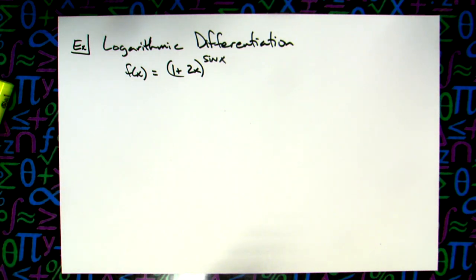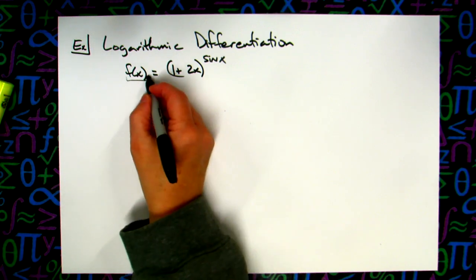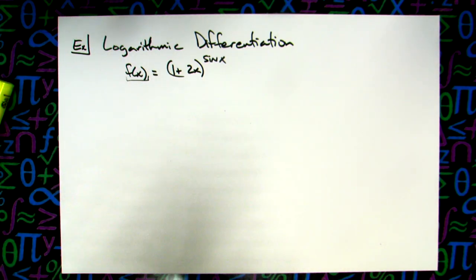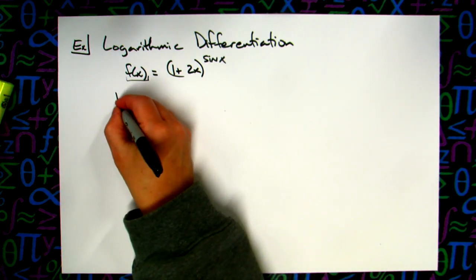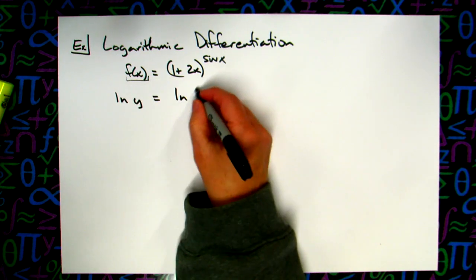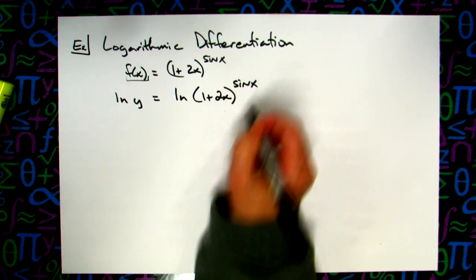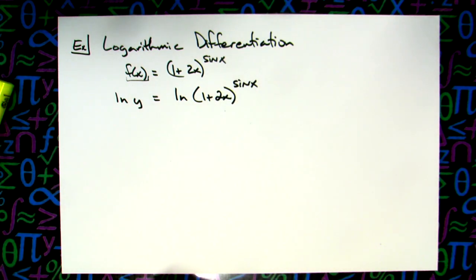Put y for f of x, and then log of both sides. So yeah, switch this out to a y, and then take the natural log of both sides. I'm going to do that all in the same step. So I'm going to go natural log of y is equal to natural log of (1 plus 2x) raised to the sine x. All right, and then next thing is implement your log rules.